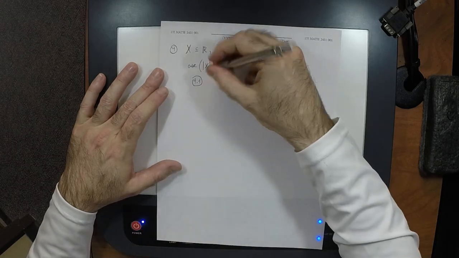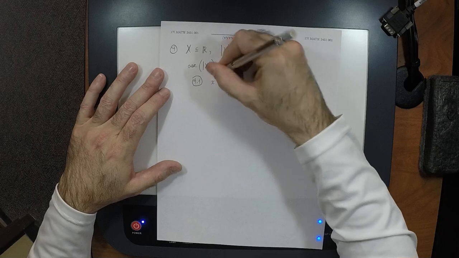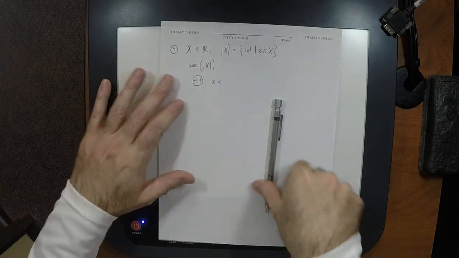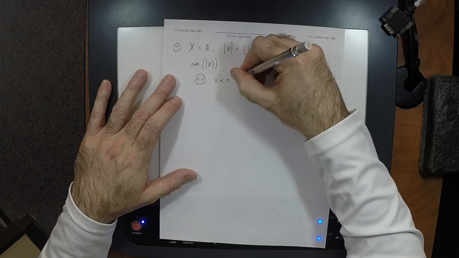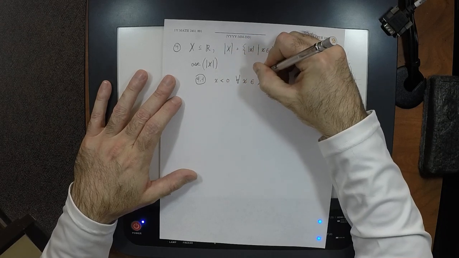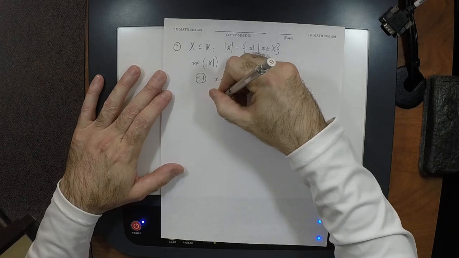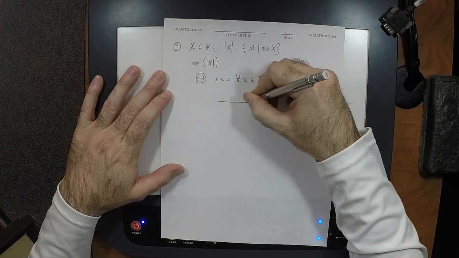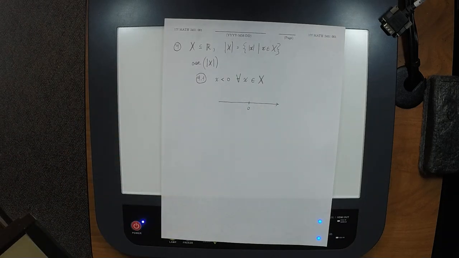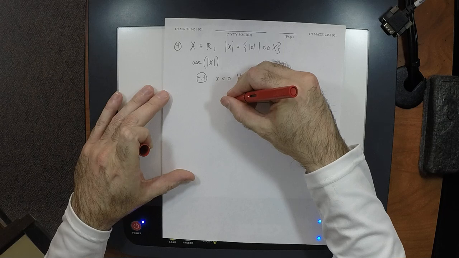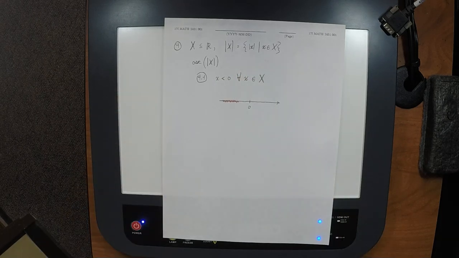One easy case is that if it so happens that x is less than 0 for all x in X. Well, this is an easy case. I claim this is an easy case. Why is this an easy case? It won't change it. It won't change it because if we have the number line here, and this is the origin, we're talking about a set x which is entirely where? It's entirely on one side of the origin. So it's entirely, in particular, on the left. So we're talking about some kind of set over here.